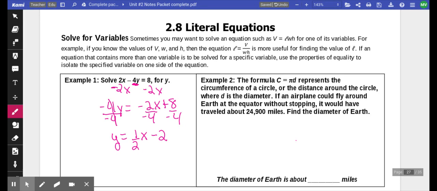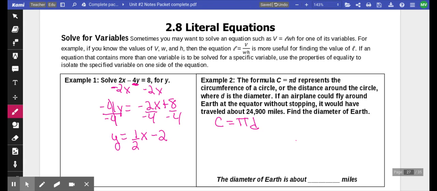Example 2. The formula C equals pi d represents the circumference of a circle, or the distance around the circle, where d is the diameter. If an airplane could fly around Earth at the equator without stopping, it would have traveled about 24,900 miles. Find the diameter of Earth. So we're using the equation C equals pi d. And what I want to find is the diameter, but I know the circumference.